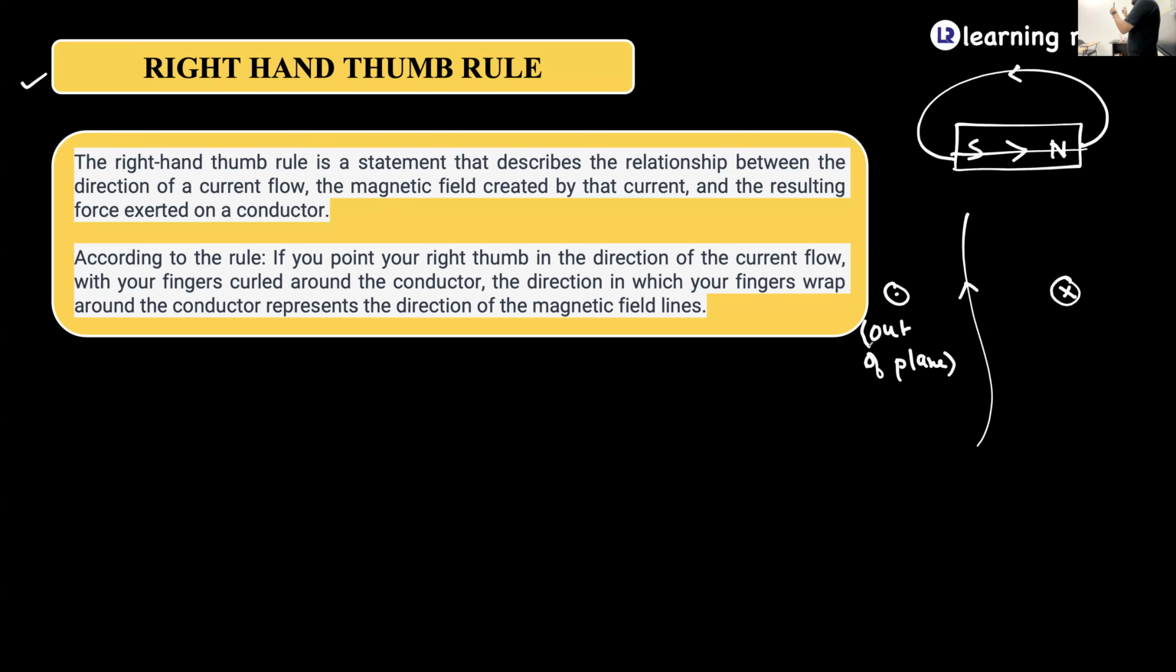When you curl the fingers, the direction in which the fingers get curled gives you the direction of magnetic field. To make it simple, see which direction your fingers are going and hitting the paper. Wherever it is going and hitting the paper, there put a cross mark. On the other side, by default, put a dot and a circle. It will be out of the plane. Is that clear? So this is all about the right hand thumb rule. Okay, you can make a note of it.